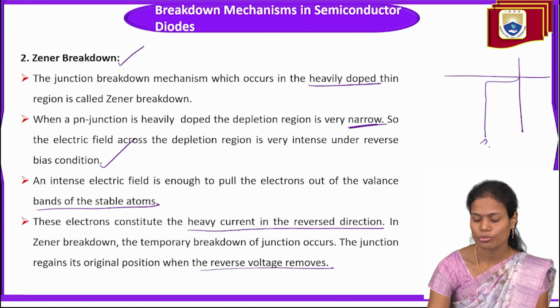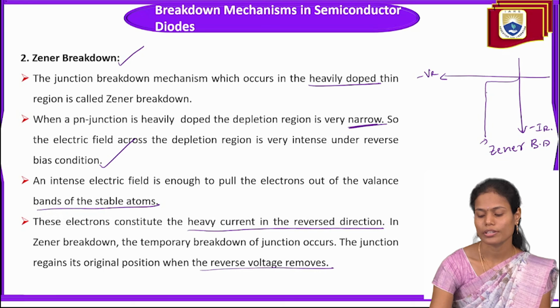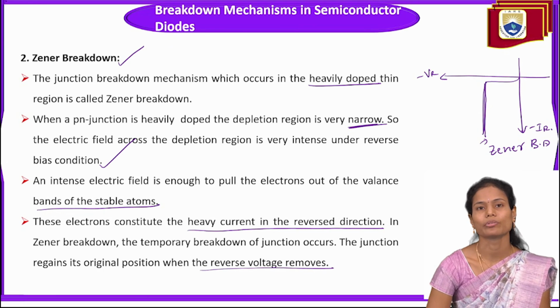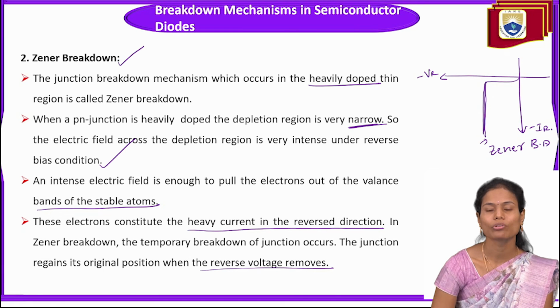So this is occurring due to the Zener breakdown. Here we are applying the negative voltage and we are getting the reverse current. There is a sudden rise of reverse current due to the Zener breakdown. Always, avalanche breakdown will appear for the lightly doped PN junction diodes, and the Zener breakdown will occur in the heavily doped PN junction diodes here.